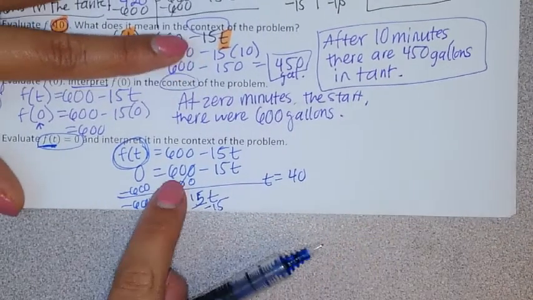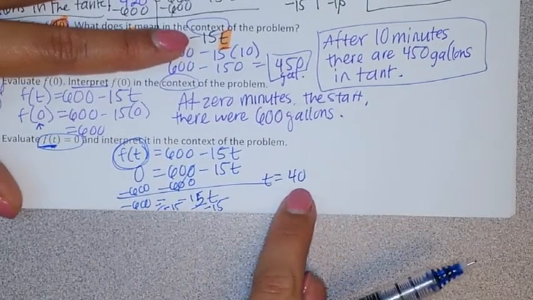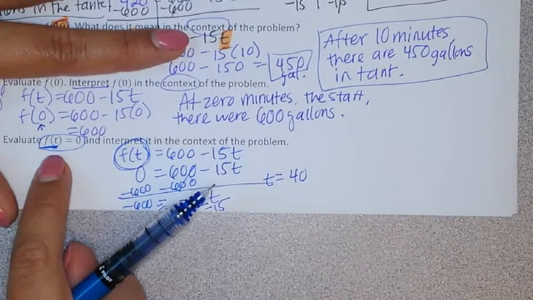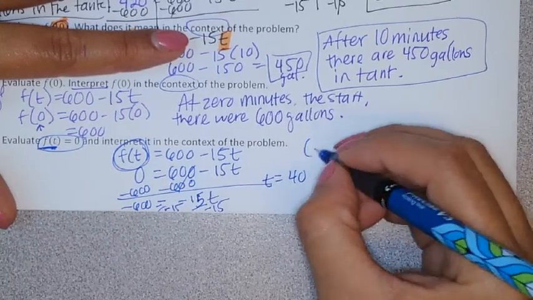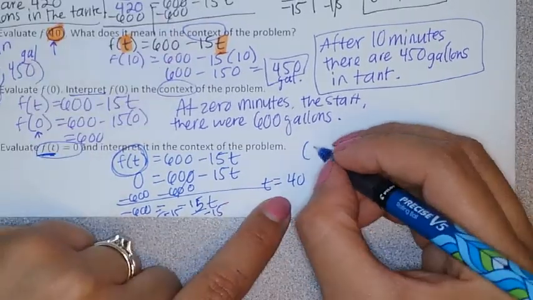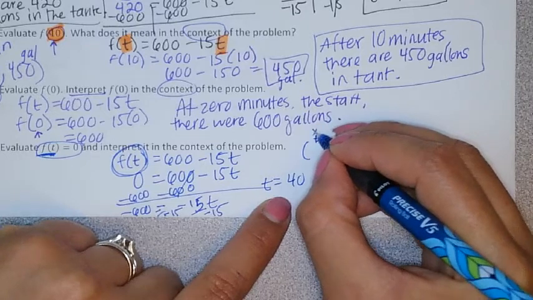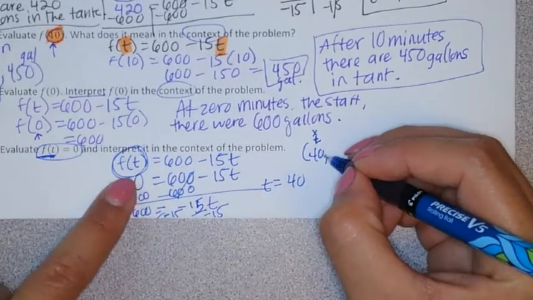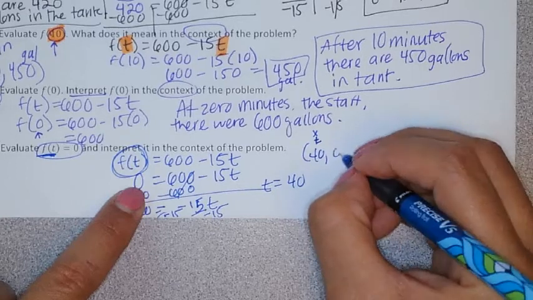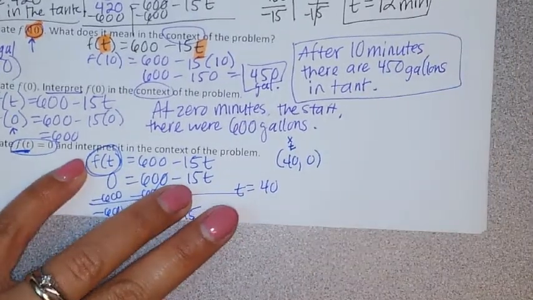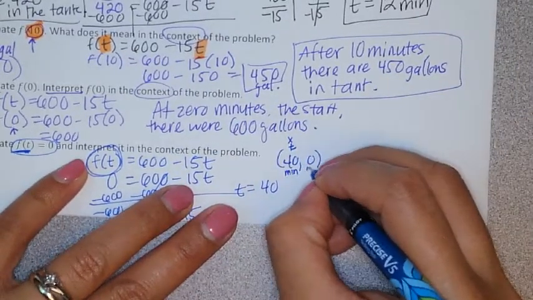Okay, so what does this tell me? When the time is 40, f of t, or gallons, is 0. You can write it as a coordinate point, right? T is the x, and you made f of t or the y be 0, just like before. This is minutes, this is gallons.